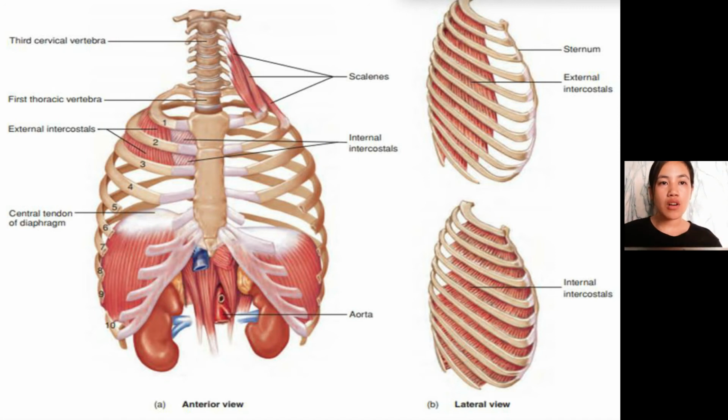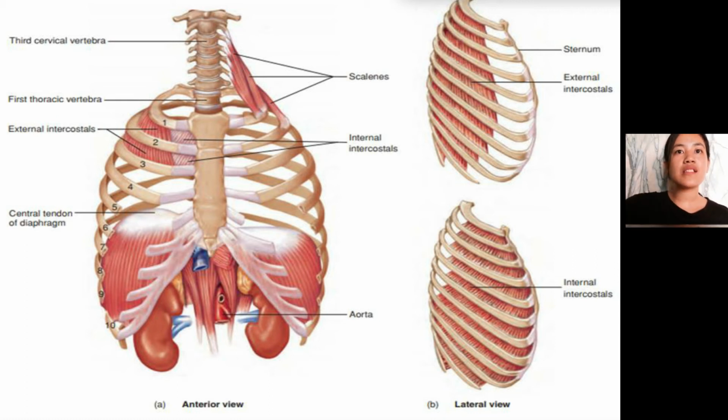So let's base our explanation on the given slide or picture or figure. As we can see in the upper ribs, between the second and third rib on the left side, there are muscles which are the external intercostals and internal intercostals.